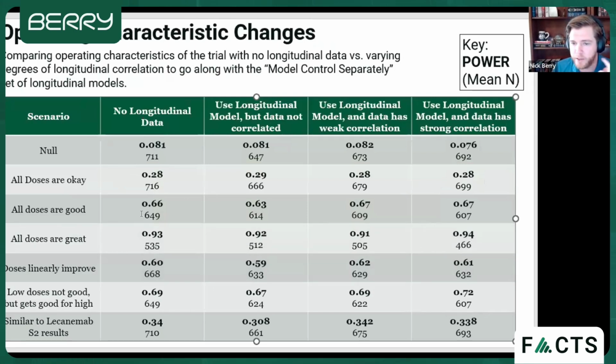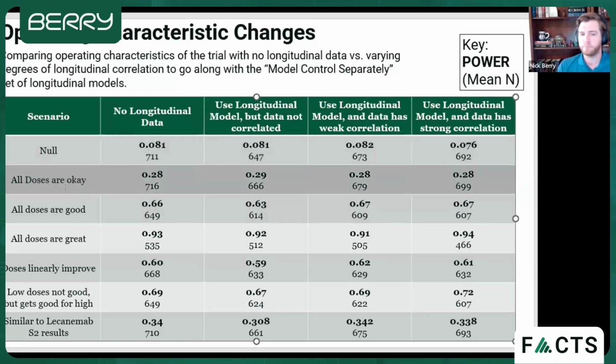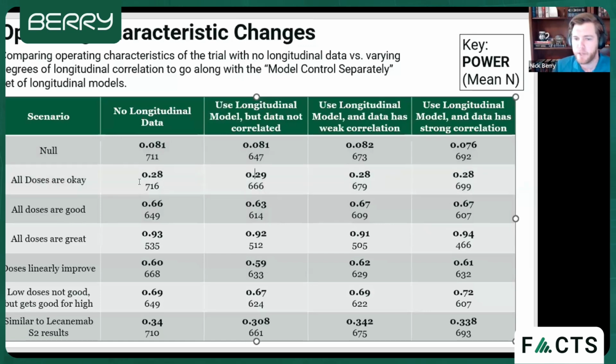In other scenarios, like the good scenario, it's more modest. We only save 42 patients with about the same power. If all doses are moderate, we're in that 65% power range. And interestingly, which is something I might want to tune even more, if the doses are not very effective, like in the null case, or the all doses are okay, this is like a 20% benefit, which is not clinically significant. The sample size is actually smaller for non-correlated data, which is not expected.